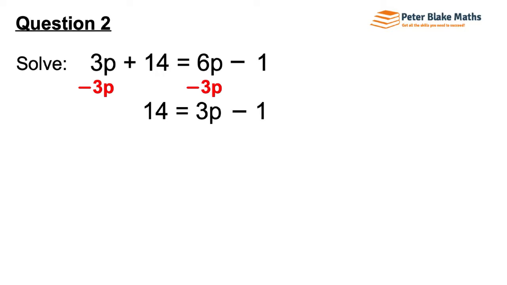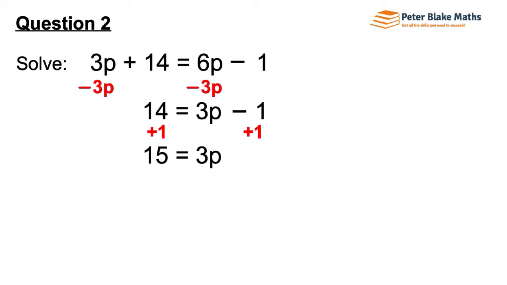Okay, we have a two-step equation now. Let's keep moving things away from the letter. To move a minus 1, we'll plus 1 both sides. That on the left-hand side gives us 15. And on the right-hand side, when the 1's cancel out, we'll have 3p.